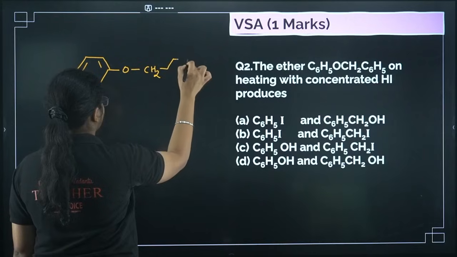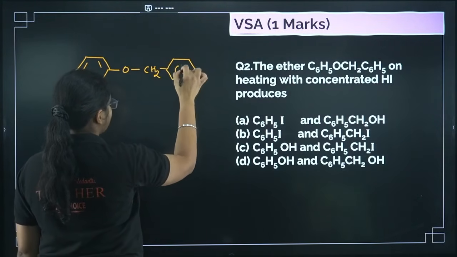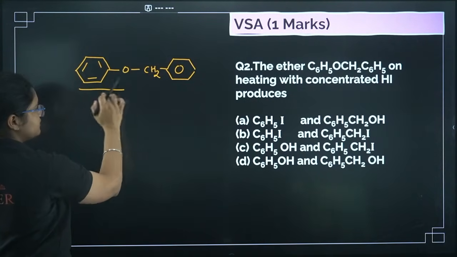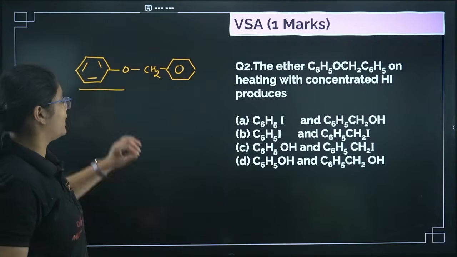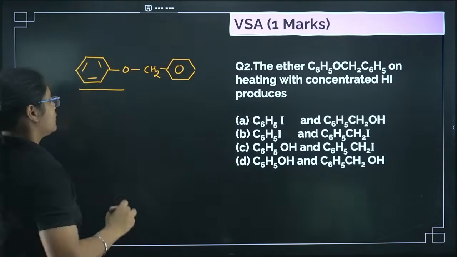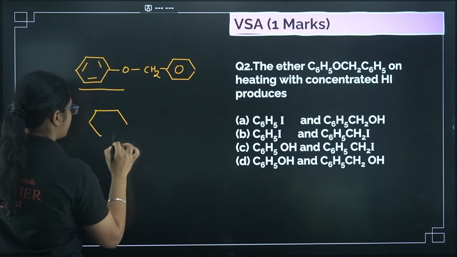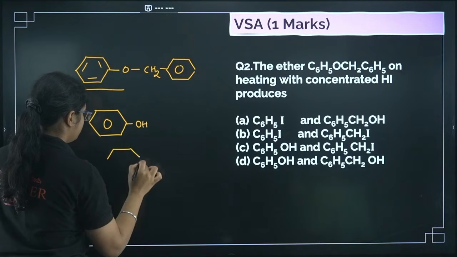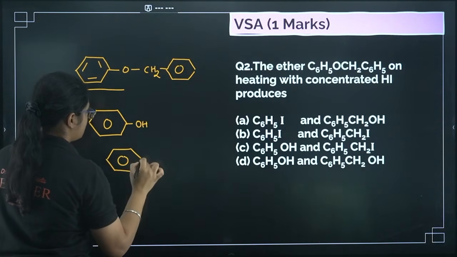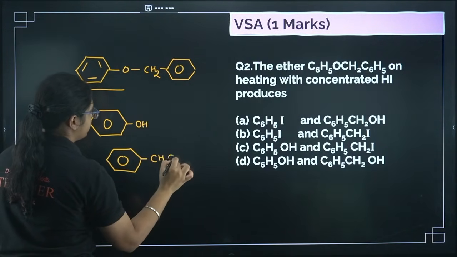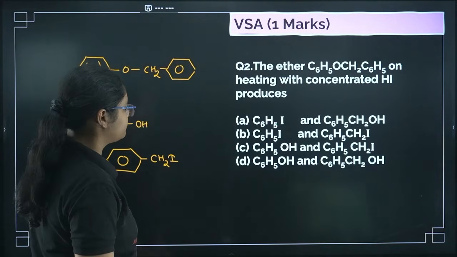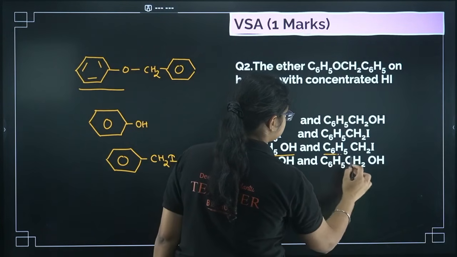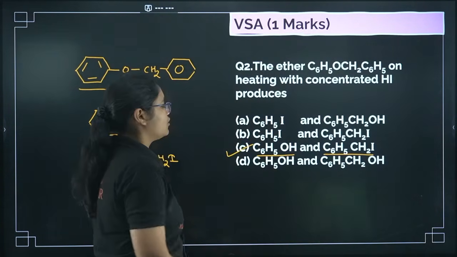This is a very easy question after we have understood this. Now see, if this phenol group is there, then I have told you blindly you have to attach H here and I here. So what will be my product? Here you will have, this one will give you OH, and this one will give you CH2I.